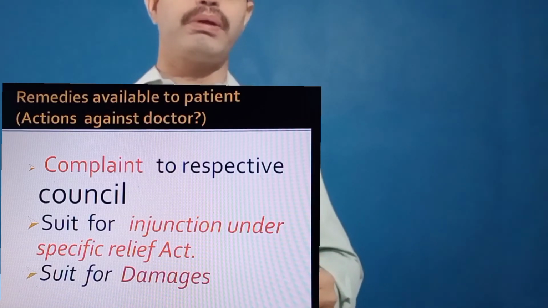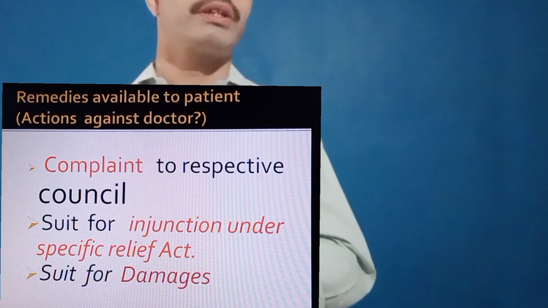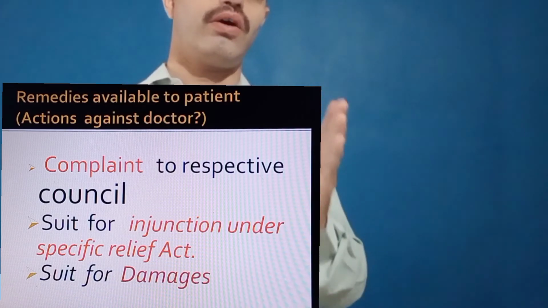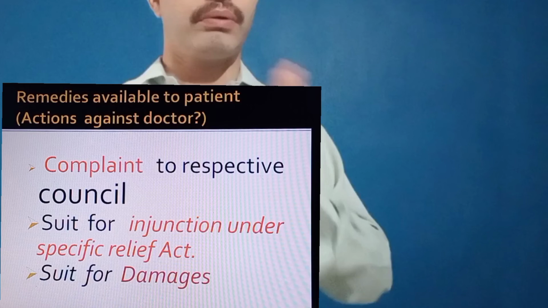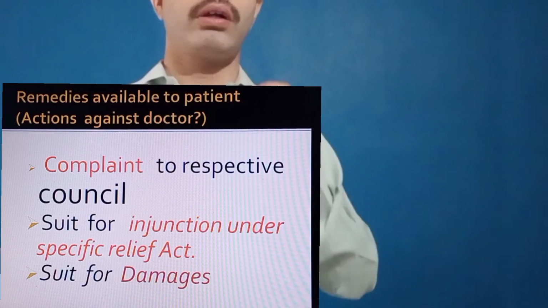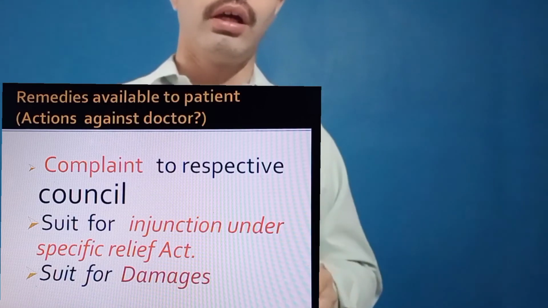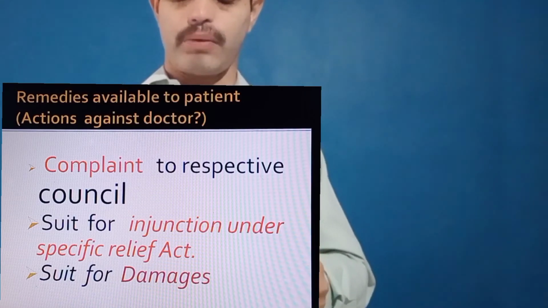Then the last but not least important question that comes: what are the remedies available to the patient if the doctor discloses his or her information without the consent of the patient? Or what kind of action can be taken against the doctor if the doctor discloses the information of the patient without the consent? So first and most important is a complaint.